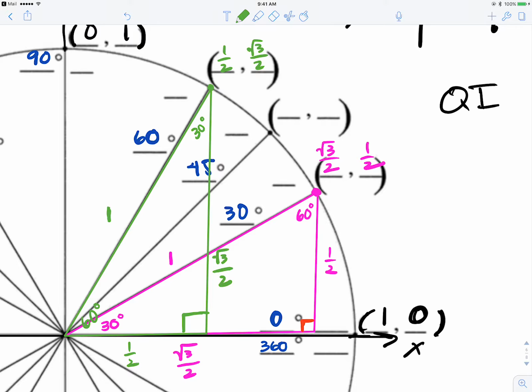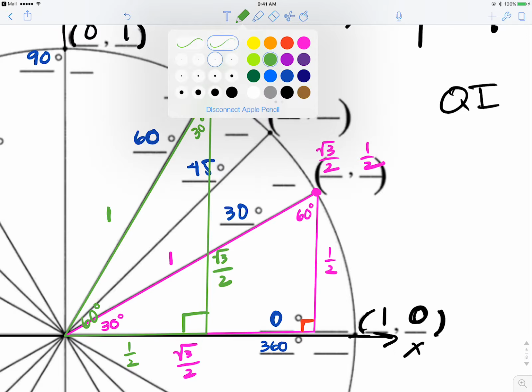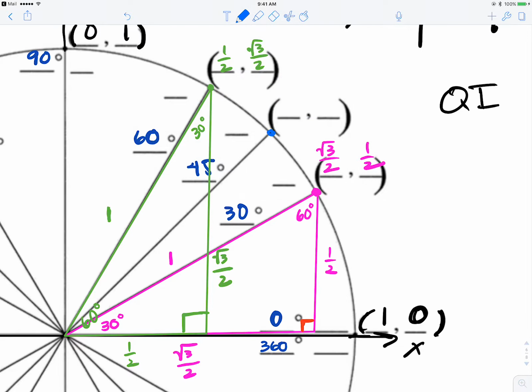And then the last point in quadrant 1 would be this guy right here. So now we're going to drop a perpendicular to construct a 45, 45, 90 triangle.